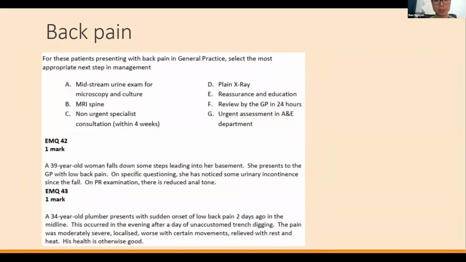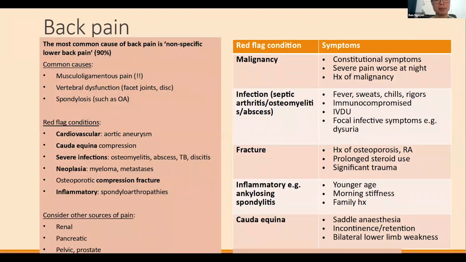Yeah. Cool. So the answers for these ones are G and E, which I think pretty much everyone got, which is good. In G, you'd be concerned about cauda equina, mainly because of the urinary incontinence and the reduced anal tone. And cauda equina is an emergency, so you want to get them assessed straight away in the ED. And pretty much everyone got 43 as well, which is E. So I'll go through the next slide.